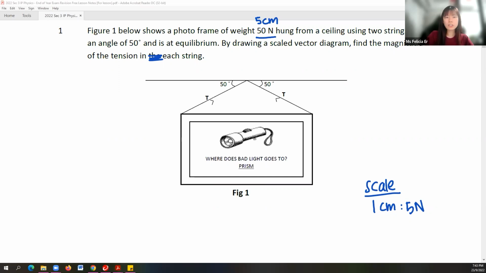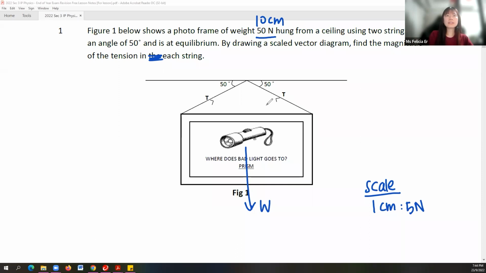So for this question, how do you go about doing it? Since they already gave you the weight, weight is definitely downwards. So using this scale, can you draw out the weight first? Weight is very easy, it's just a vertical line straight down. Can you start drawing it now with pencil and ruler, please? Start drawing, a vertical line downwards. Based on this scale, your line should be 10 cm. You should be done drawing a 10 cm line.